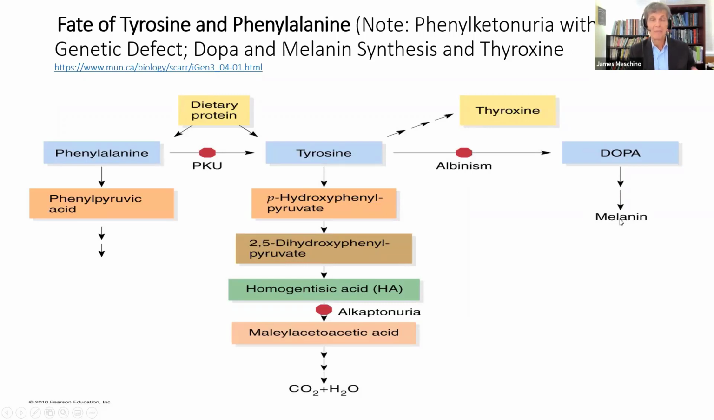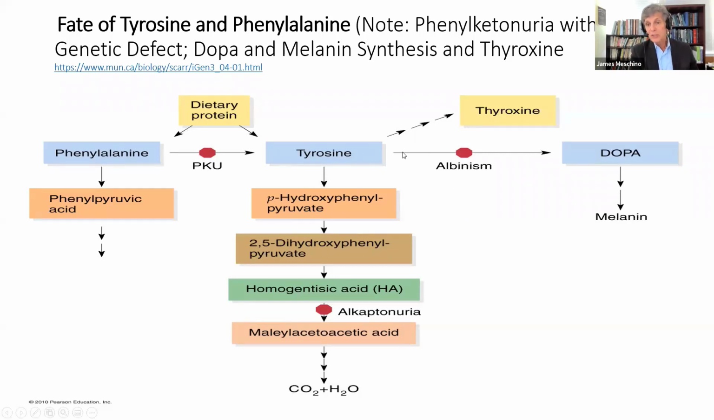So people that have albinism, or they become albinos, are missing that enzyme that converts tyrosine into melanin, so they can't make melanin pigment in their skin and in the iris of the eye, and in their hair as well.